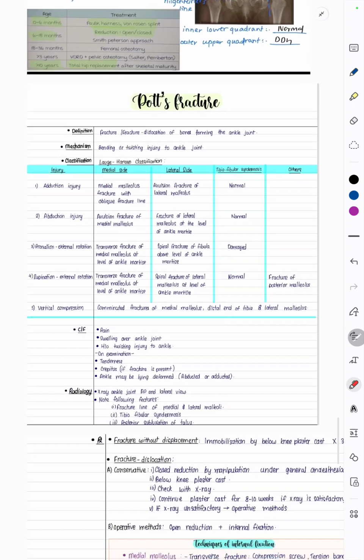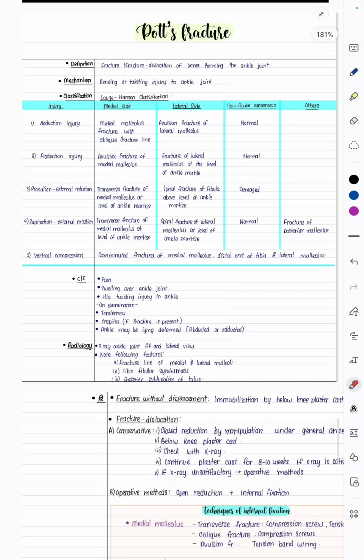after skeletal maturity. So when we talk about a Pott's fracture, it is basically a fracture dislocation of the ankle joint. The mechanism is going to be a bending or twisting injury to the ankle joint. Now classification, it is called the Lauge-Hansen classification for Pott's fractures. In the Lauge-Hansen classification, the first is the adduction injury.